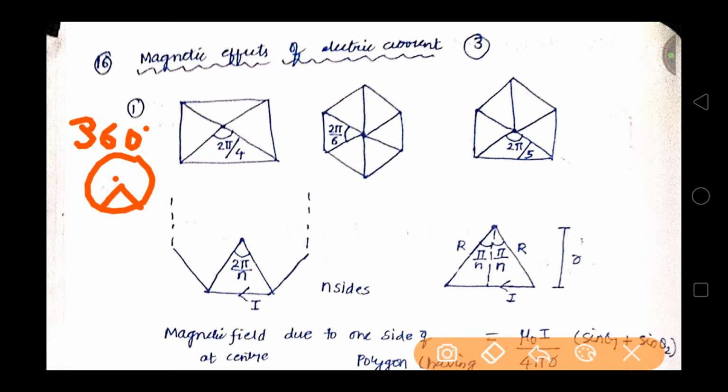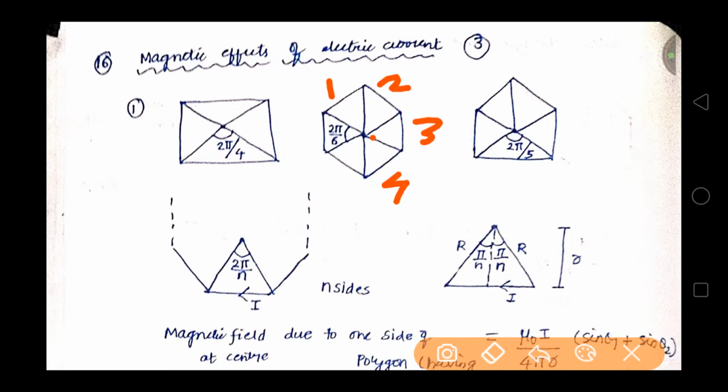For this part, how many sides? 1, 2, 3, 4. So for each part, 360 by 4. 360 means 2 pi, so 2 pi by 4. Similarly, for this shape, how many sides? 1, 2, 3, 4, 5, 6. So how many parts am I dividing into? 6 parts.